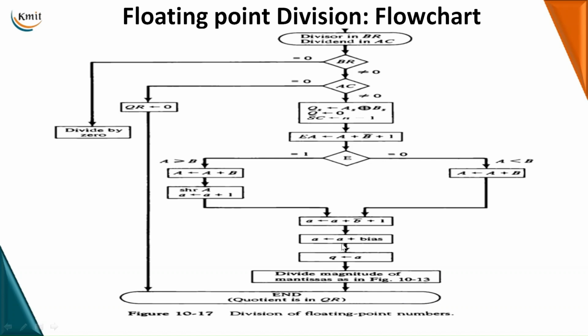Whatever is stored in small a will be transferred into small q, which is nothing but the exponent of the quotient of your division operation. The next and final step is dividing the magnitude part of your data. Magnitude in floating point we call the mantissa. So you are going to perform a sign magnitude division algorithm to implement the division of the mantissa part of your floating point number. After performing the division algorithm, whatever is stored in the QR register will be the quotient of your division, and whatever is stored in small q will be the exponent of your quotient.